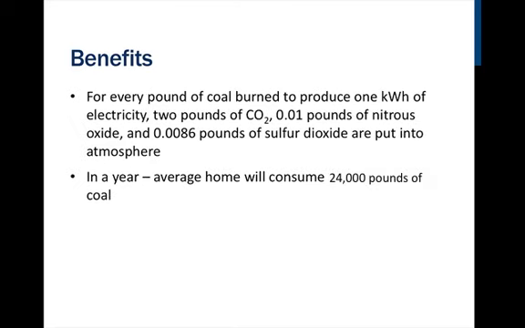The environmental benefits of PV are obvious. For every pound of coal burned to produce 1 kilowatt hour of electricity, 2 pounds of carbon dioxide, 1/100th pound of nitrous oxide, and 86,000th pound of sulfur dioxide are put into the atmosphere. In a year, the average home will consume 12,000 pounds of coal to produce the electricity it uses.